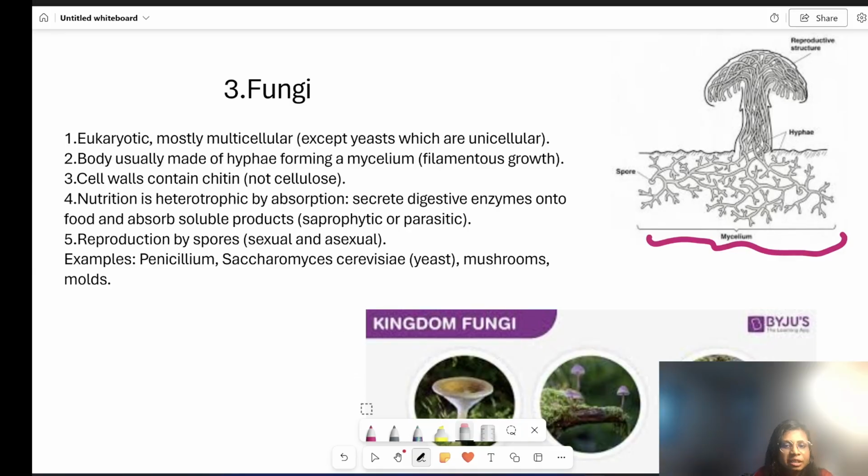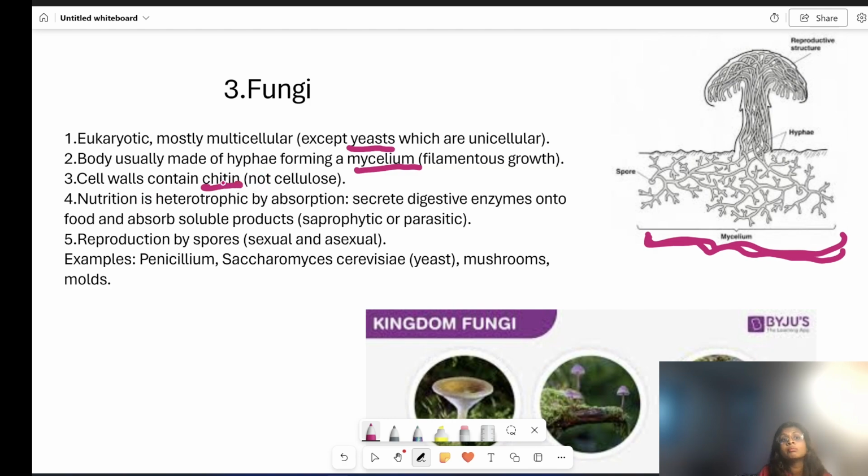The third kingdom is fungi. It's eukaryotic and mostly multicellular, except yeast. This is the most important thing. The body is usually made up of hyphae forming a mycelium. This is a picture of a mycelium. This is hyphae, a kind of filamentous growth. The cell wall contains chitin. It does not contain cellulose.